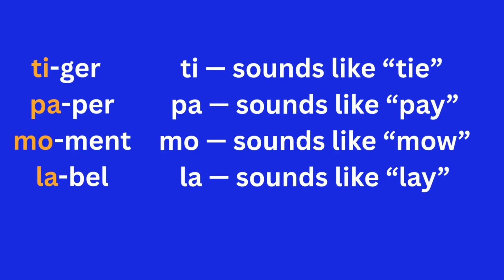When you see one consonant between two vowels, try checking whether the first vowel has a long sound. If it does, the word will often split before the consonant.